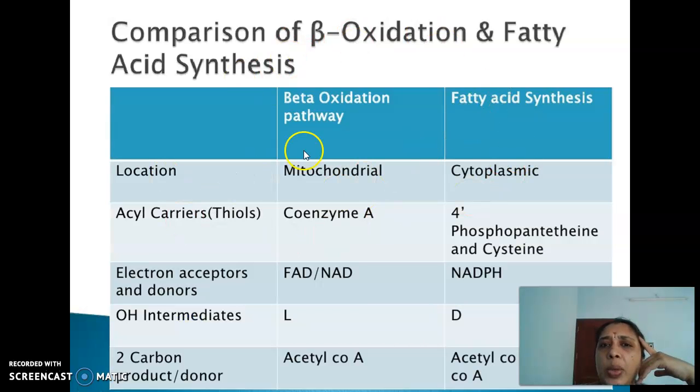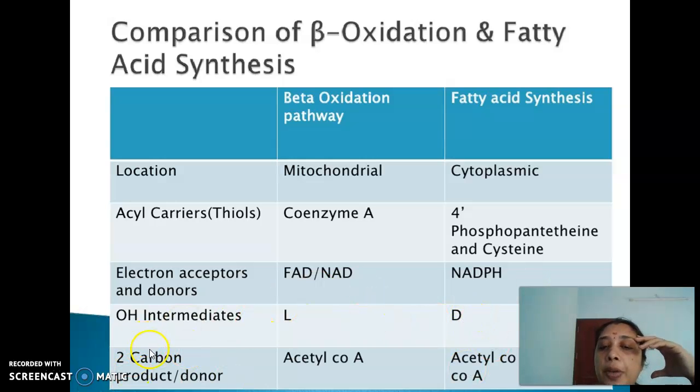And we can just compare beta oxidation, catabolism, and anabolism. We know that beta oxidation is a mitochondrial process, while fatty acid biosynthesis, the de novo pathway, is cytoplasmic in nature. Then the carrier molecules: coenzyme A and acyl-CoA is a carrier molecule, while here we are having the cys-SH and the pan-SH. Here the electron acceptors or reducing equivalents are FAD and NAD, while here we are having 2 molecules of NADPH. Then the hydroxy intermediates, the water molecules, are coming in the L form. Here it is in the D form.